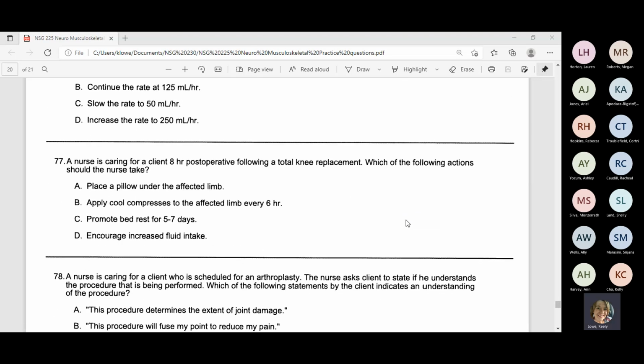A nurse is caring for a client 8 hours post-operative following a total knee replacement. Which of the following actions should the nurse take?